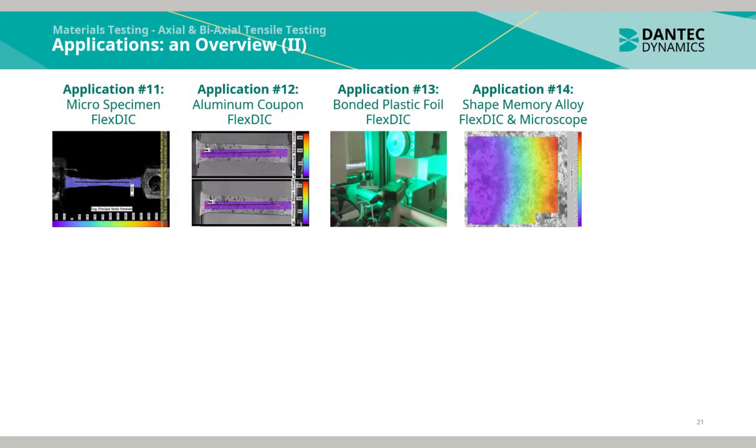Here is an overview of the following applications that will be presented: of a microspecimen measured using the FlexDIC, of an aluminium coupon measured using the FlexDIC, of bonded plastic foil, and finally of a shape memory alloy performed with a FlexDIC and stereoscopic microscope.